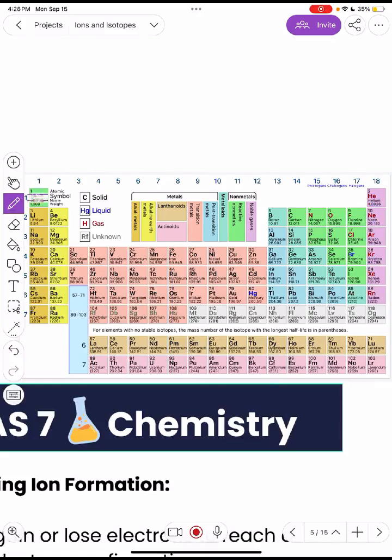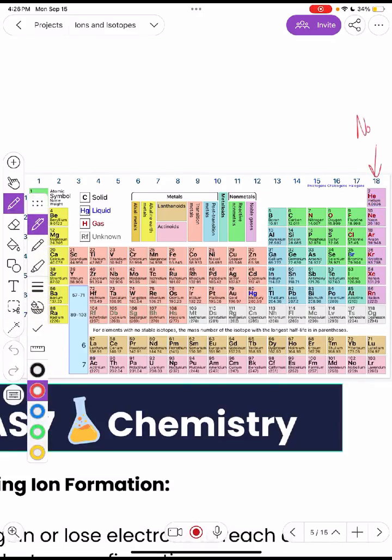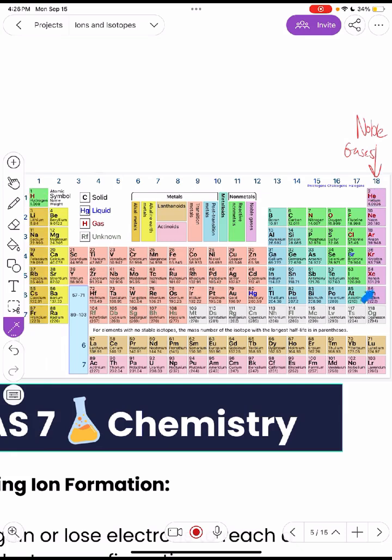This is a special group known as the noble gases. The reason they're called the noble gases is because they don't react with anything, as in their nobility. They're too good for all the other elements. They don't react because they have what's called a full octet.